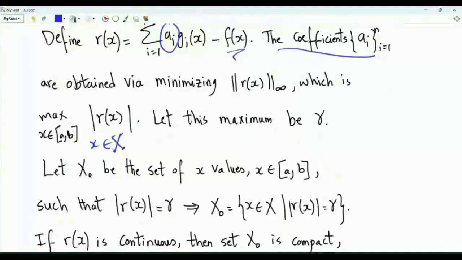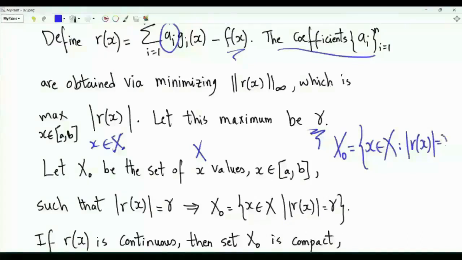Let's define the set big X 0. This is the set of small x values in big X at which the magnitude of the residual is equal to the maximum value gamma. So X0 will be the set of points in big X such that the magnitude of the residual is exactly equal to gamma. The residual function is a continuous function of x. The g's are continuous and f is a continuous function. And here we have the magnitude of a continuous function, which is a continuous function. Set X0 is non-empty by the extreme value theorem. The set of points small x at which this continuous function is equal to a particular value gamma is a closed and bounded set. This is a compact set.